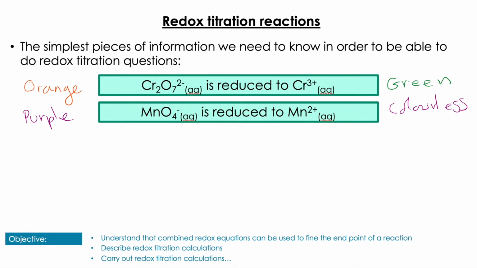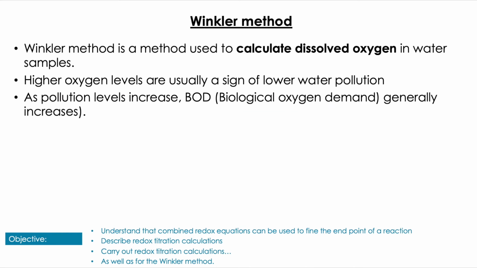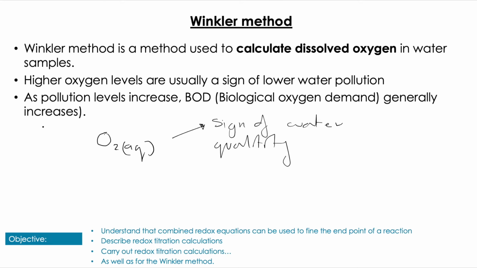So now that we've done those calculations, we're going to turn our attention to the Winkler method. Now, the Winkler method is used to calculate dissolved oxygen in water samples using techniques not too dissimilar from the ones we've looked at. Now, high oxygen levels are an indication of water quality and water system health. So, the more dissolved oxygen, the more healthy a water system and the lower pollution is considered.